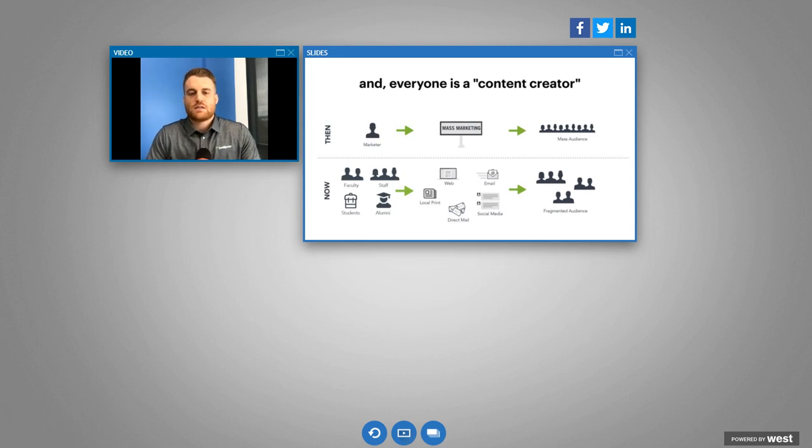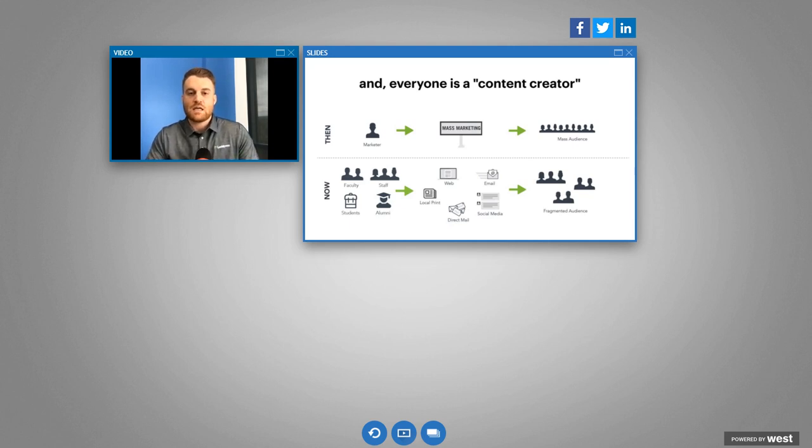The second component to this idea of design democracy is that everyone across every organization is now a content creator. If you think of the Mad Men days, any Mad Men fans out there? If you think of the Mad Men days of the 1960s, it was typically a strategic, highly trained marketer or advertiser doing mass marketing to a mass audience. And that's how it worked across most organizations. But today, it's everyone across your organization. It might be faculty, staff, students, alumni, who are all creating a variety of content across a variety of channels: print, web, email, direct mail, social media, and the list goes on.